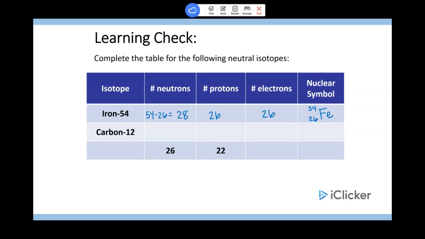For carbon 12, carbon is element C. Its atomic number is 6, so it has 6 protons. It's neutral, so it also has 6 electrons. Its mass number is 12. So we do 12 minus 6 for 6 protons to get our number of neutrons. We have 6 neutrons.